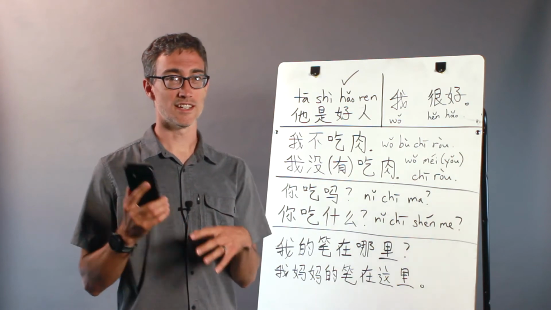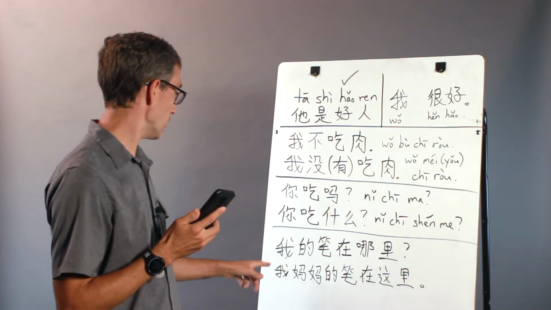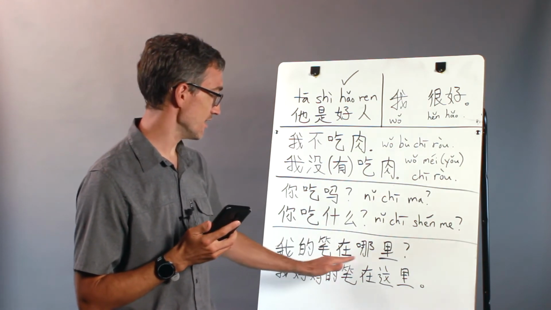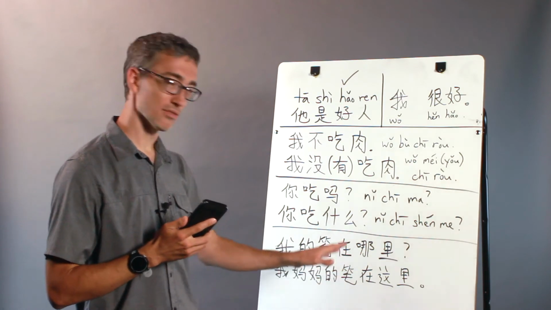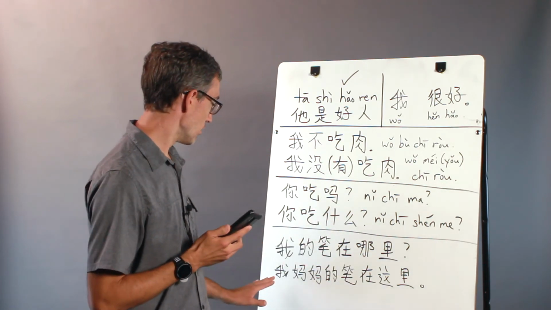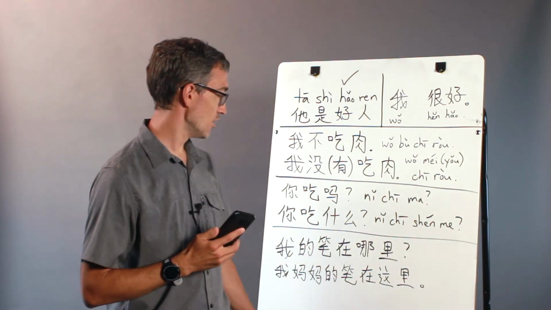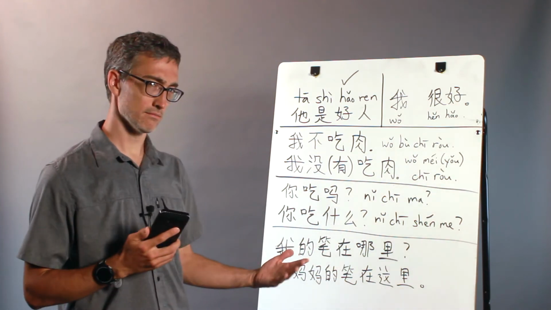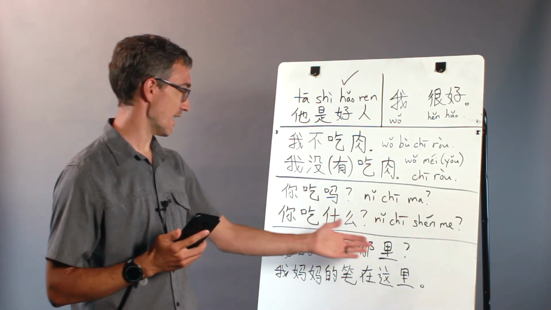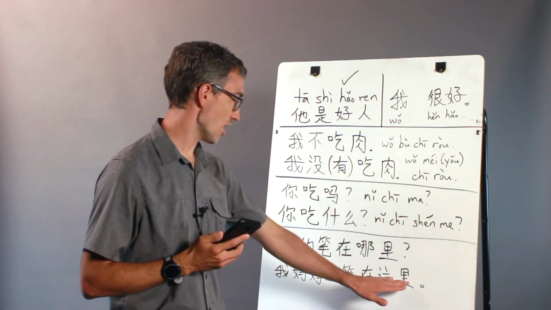So if a noun possesses something, 我的笔, my pen, 在哪里 is kind of like "is where." We'll learn the word 在 some other time, but 我的笔在哪里? Or if it was the dog's pen, 狗的笔, the dog's pen 在哪里? Where is it? And then here we have 我妈妈的笔在这儿.